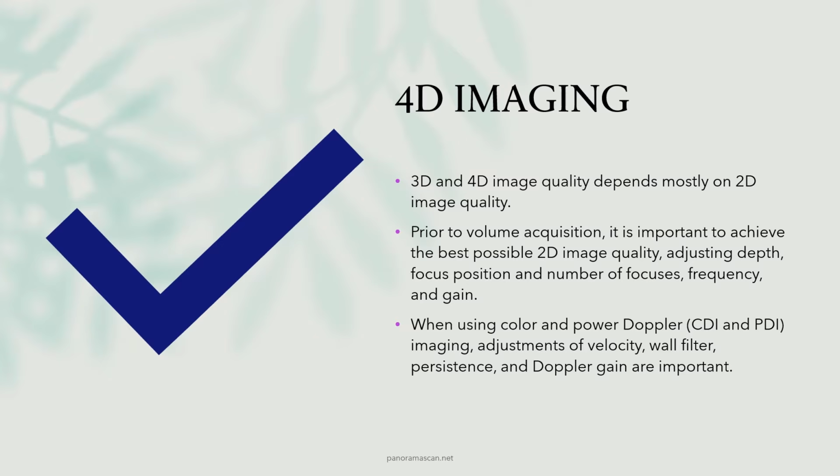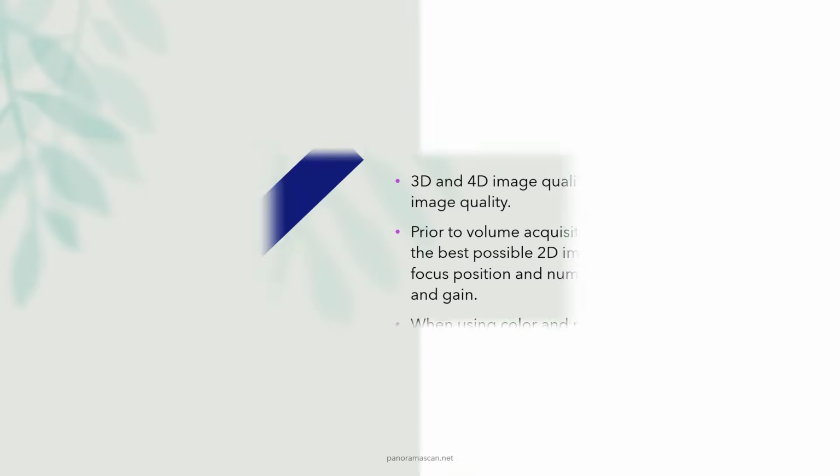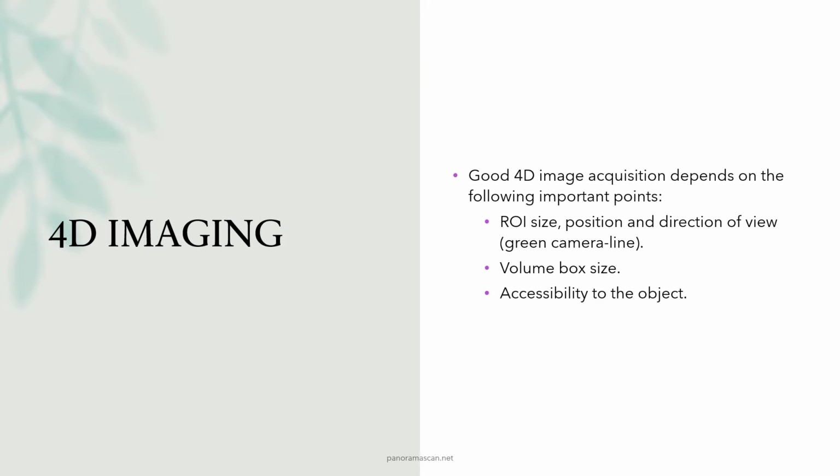Now that we've covered the key settings to optimize 2D image quality, let's dive into some additional factors that can impact the quality of 3D and 4D imaging. Anechoic regions such as cysts or amniotic fluid can sometimes be difficult to visualize clearly because they don't reflect sound waves as strongly as surrounding tissues. To improve the visualization of these regions, adjustments to the gain are necessary. Increasing the gain can enhance the contrast between anechoic areas and surrounding structures.